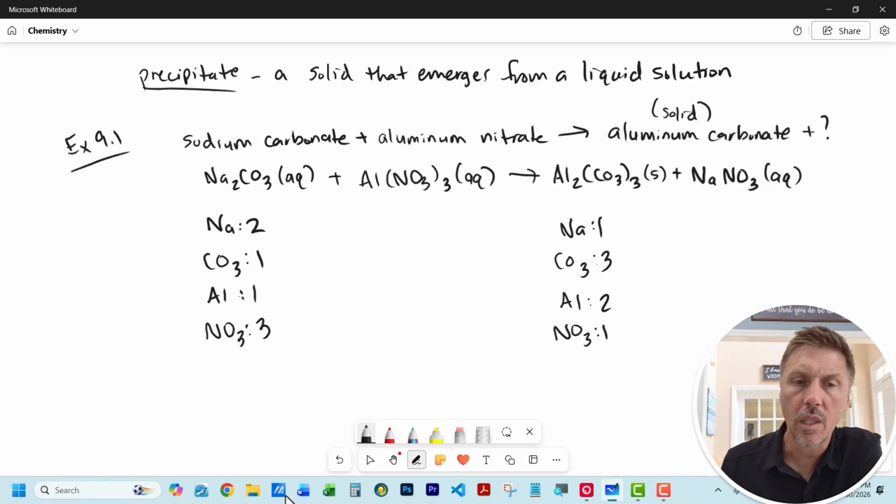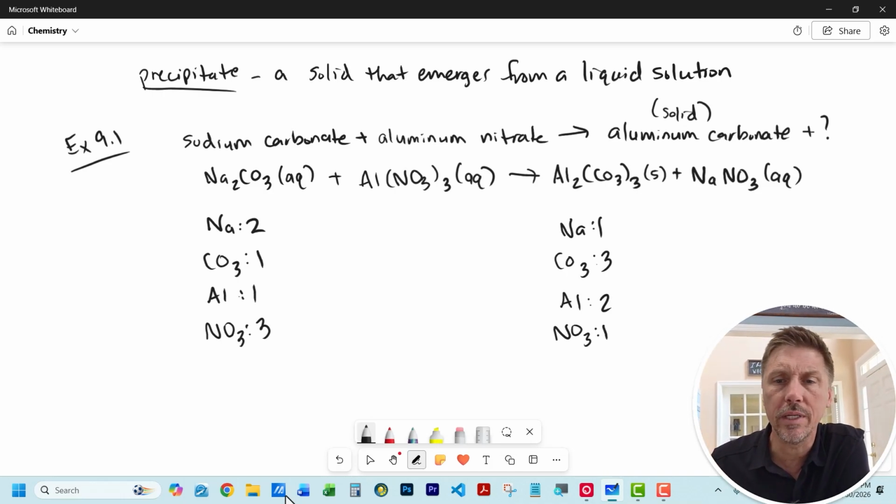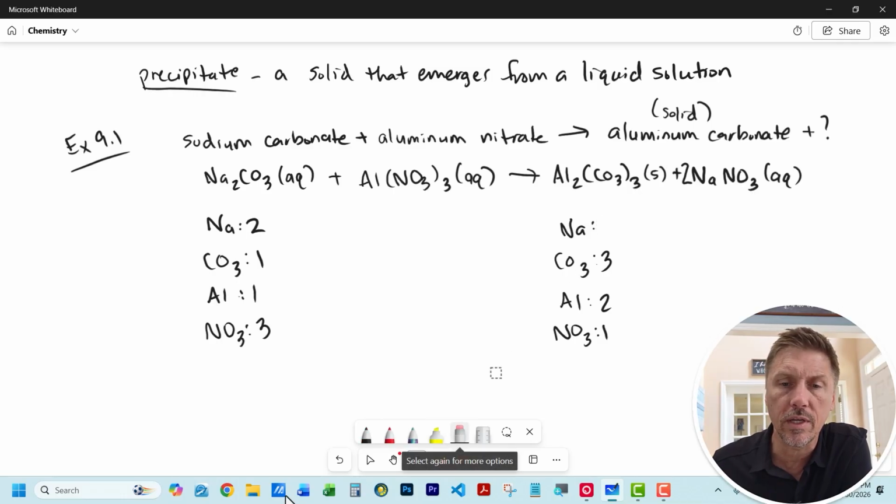All right. So we can start with the Na, right? We need to get 2 Nas on the right side here. So let's put a big 2 in front there. And when I do that, I need to adjust my numbers, right? This Na now becomes a 2, but we also now have 2 NO3s. So let's change that to 2.